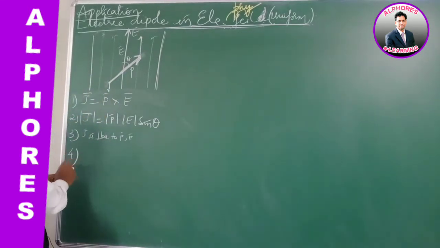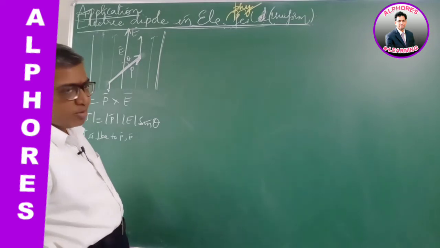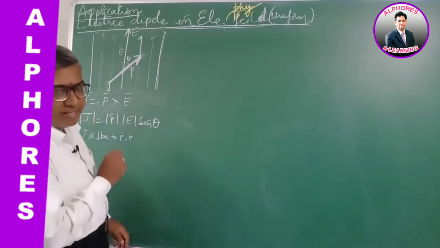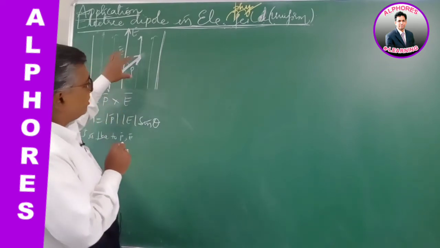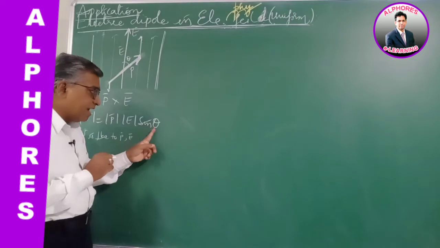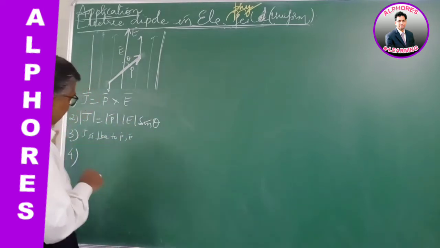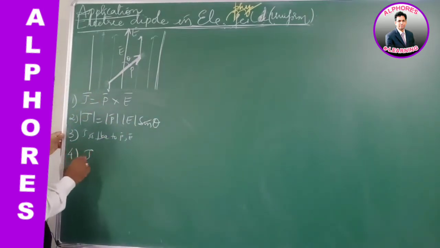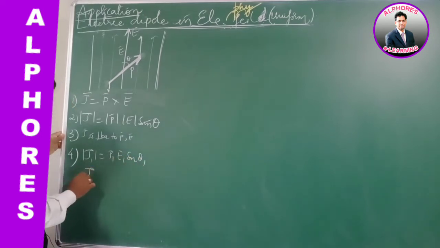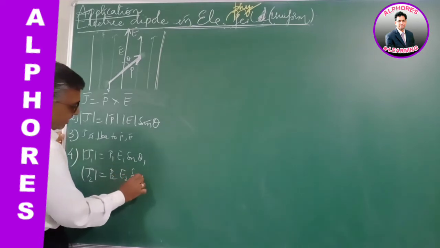Okay. Now coming to the factors affecting the torque on the dipole. Tau depends on the dipole moment of the dipole. The stronger the dipole moment, the more the torque. The stronger the field, the more the torque. And the angle theta also. Therefore, tau is proportional to P, E and sin theta. Magnitude of tau 1 is P1 E1 sin theta 1. Magnitude of torque in the second case is P2 E2 sin theta 2.